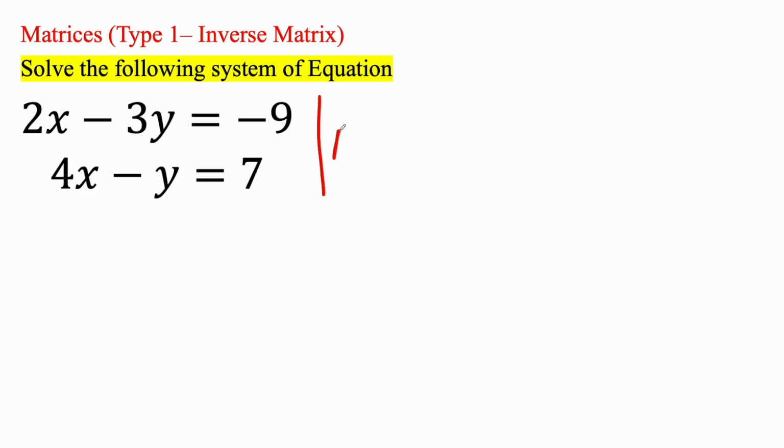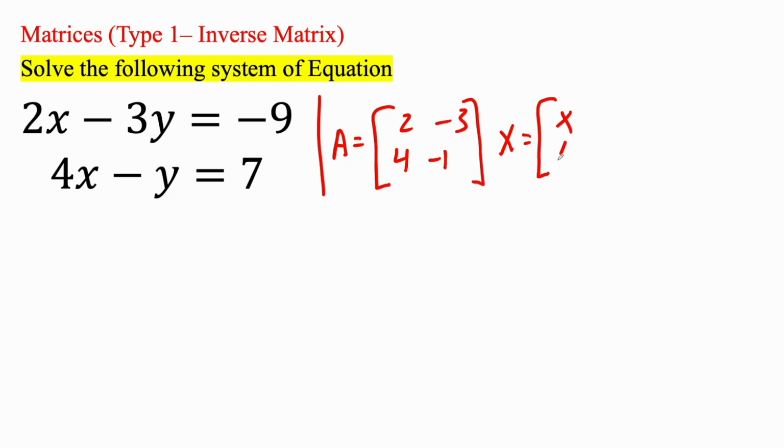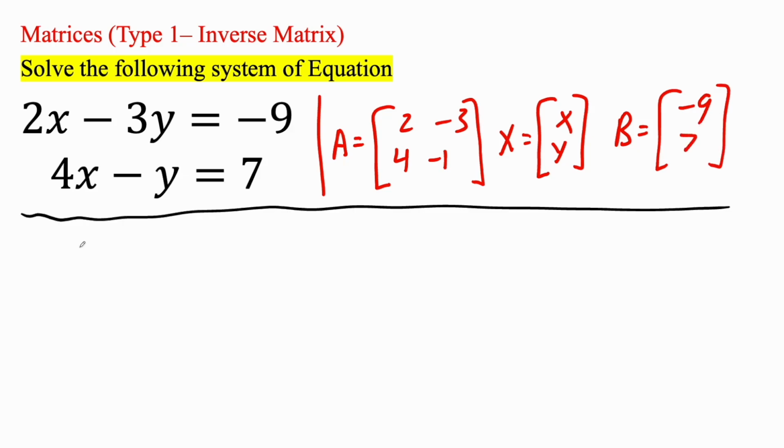So let me say matrix A is equal to, I'm just going to take the coefficients, 2, -3, and 4, -1. Now matrix X is just going to be our letters, our variables, X and Y. And matrix B is going to be our answer, -9 and 7. Then we're going to say matrix A times matrix X is equal to matrix B. And we can prove it real quick.